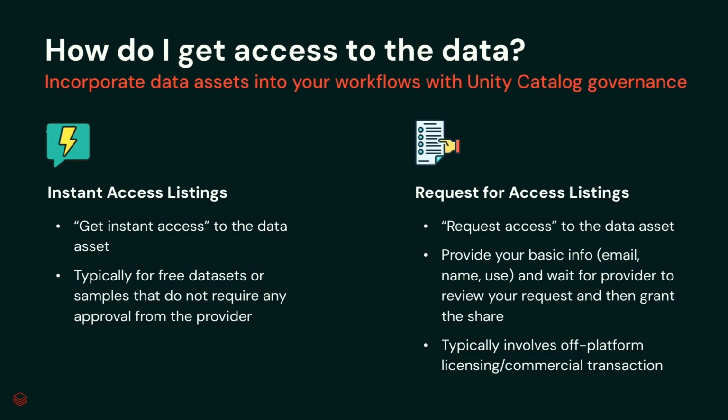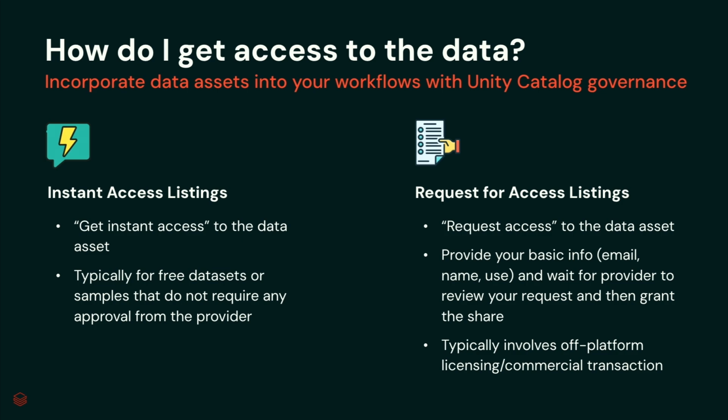So how do you get access to the data? Data providers will create one of two listing types. The first is an instant access listing. This is generally used for people that are creating sample data, or we have some data providers who create open source data. So think of the St. Louis Federal Reserve. They have a lot of data out there, and we have a data provider who has put that out on the marketplace just for Databricks users to use.